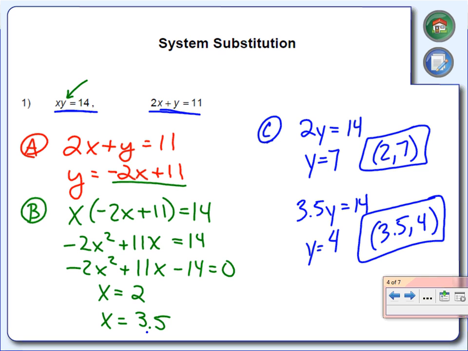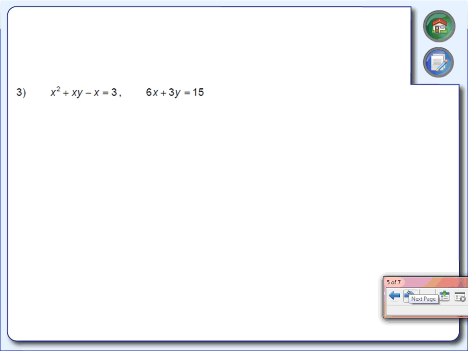All right, so those are the 3 steps that we're going to follow. Try another one. Let's go to number 3. For number 3, we're going to do the same thing.